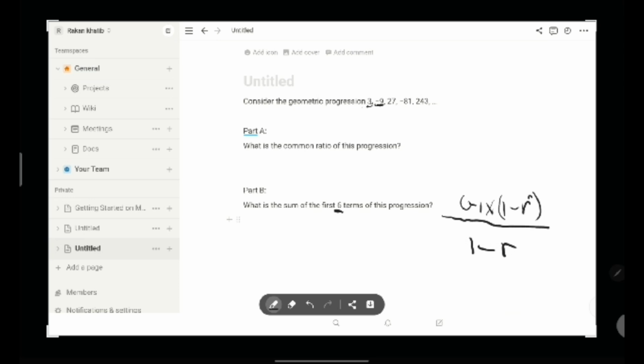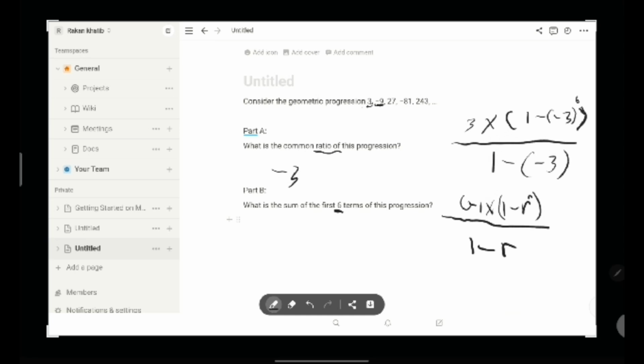So here we know that G1 is 3. So we're at 3 times. Now be careful to write this in brackets. We know that R is the ratio, and it's -3. So we do 1 minus, in brackets, -3, to the power of 6. You need to write this in brackets or else it won't work most of the time. Close brackets, over 1 minus -3.